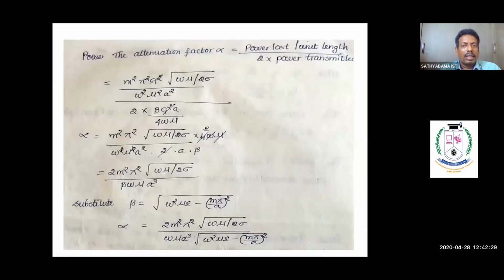Okay. Now we have the transmitted power, and now we have to find the attenuation factor for TE waves actually. So the attenuation factor formula is power loss per unit length divided by 2 times the power transmitted. The power loss expression is here, and the power transmitted is beta C1 squared A by 4, and it is 2 times. So you simplify this, and we arrive at the expression for alpha, right?